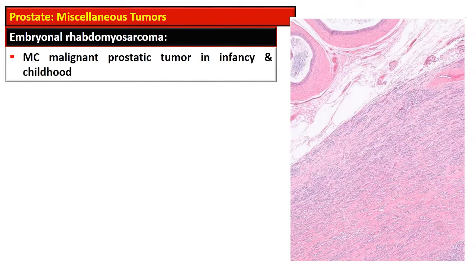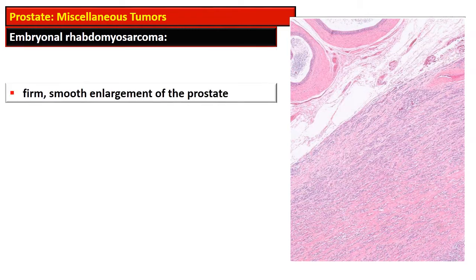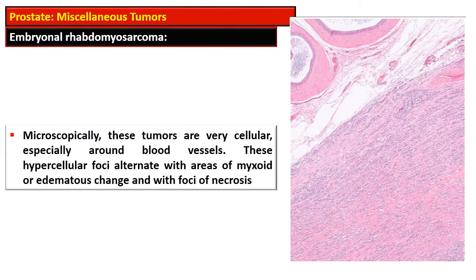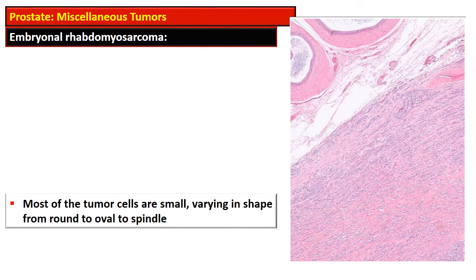Embryonal rhabdomyosarcoma is the most common malignant prostatic tumor in infancy and childhood. It presents as a firm, smooth enlargement of the prostate, and extraprostatic extension is also present. The tumors are very cellular, especially around blood vessels, and these hypercellular foci alternate with areas of myxoid or edematous change with foci of necrosis. Most of the tumor cells are small, varying in shape from round to oval to spindle.